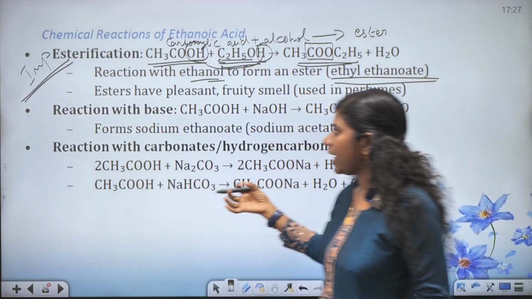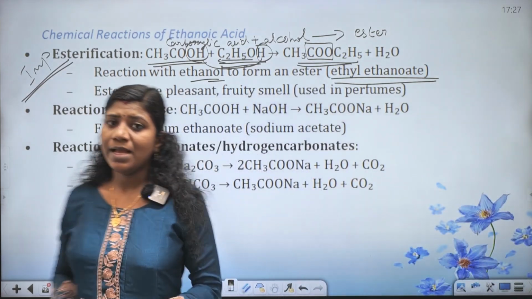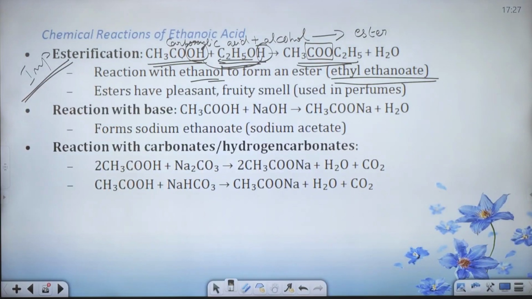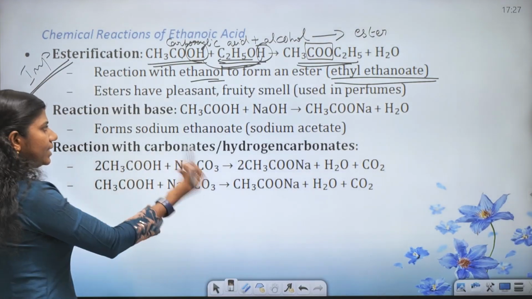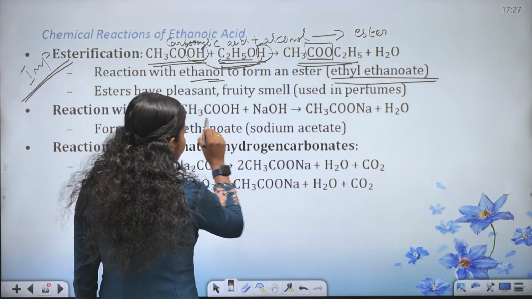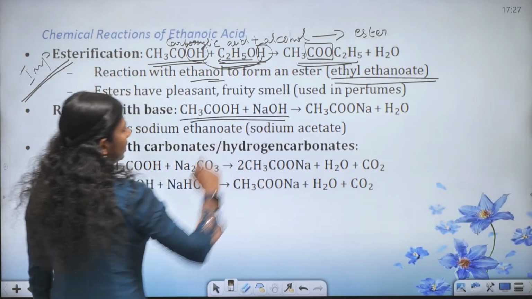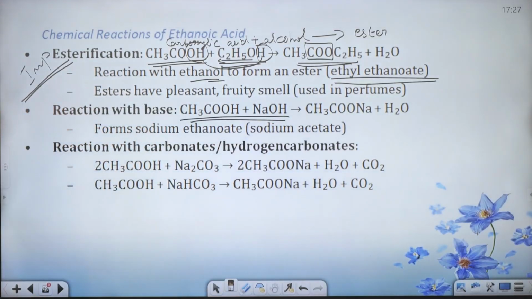Then the next reaction, reaction with a base. Ethanoic acid or acetic acid reacts with the base to form sodium acetate.